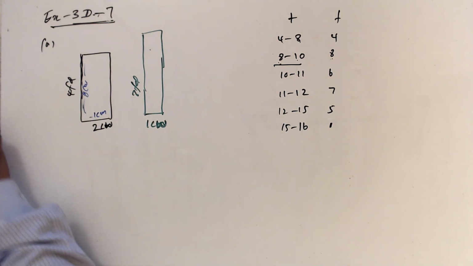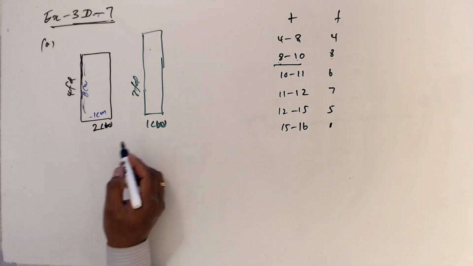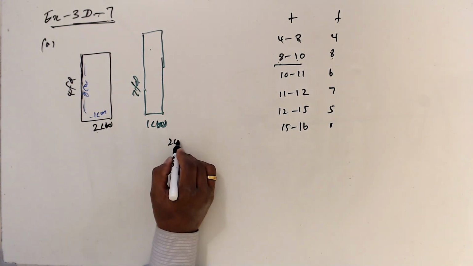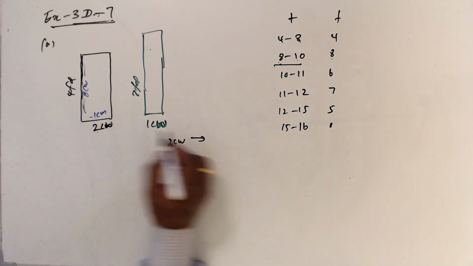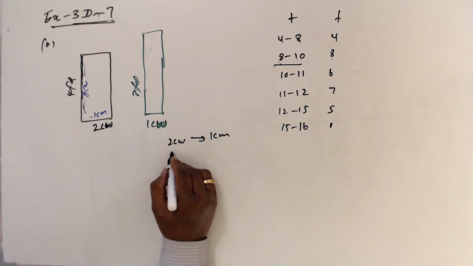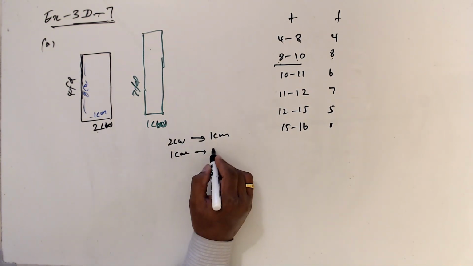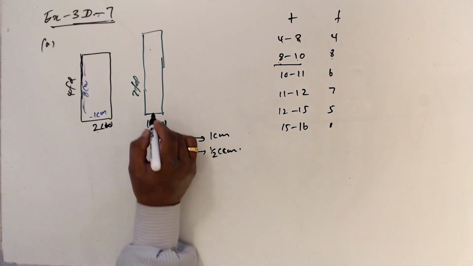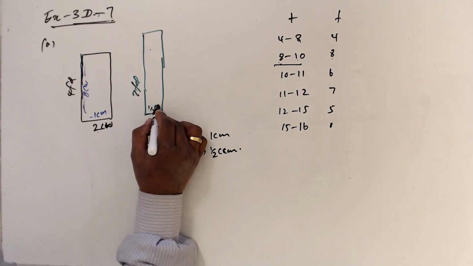Now we'll find the ratio. 2 class width represented by 1 centimeter. So then 1 class width represented by 1 divided by 2, so this is going to be half a centimeter.